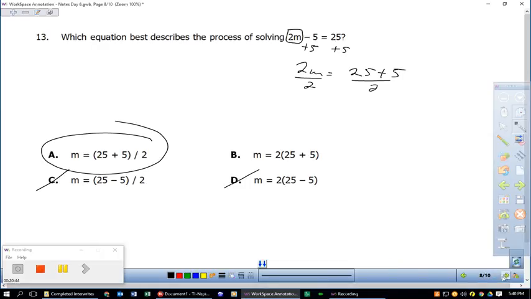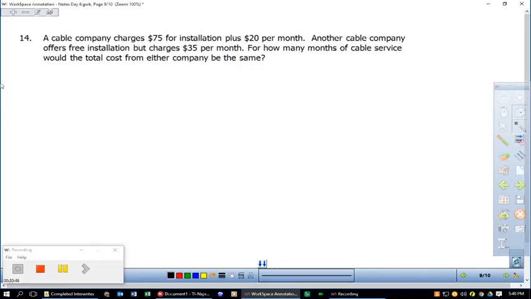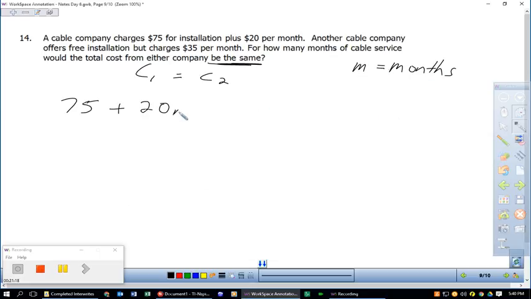All right, 14. A cable company charges $75 for installation plus $20 per month. Another cable company offers free installation but charges $35 per month. For how many months of cable service would the total cost from either company be the same? When would it be the same? We want company 1 equals company 2. So company 1 is $75 plus a $20 per month charge. We're trying to find months, so let's use m for months. So 75 plus 20m equals, and the other company is just $35 a month.